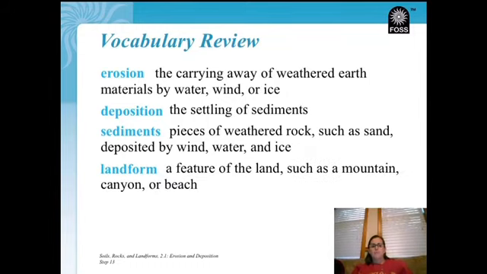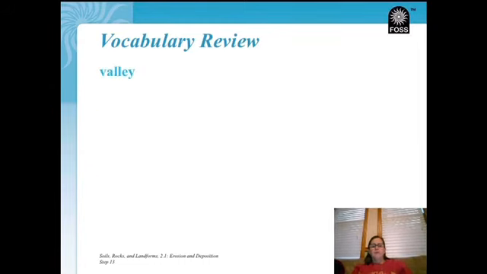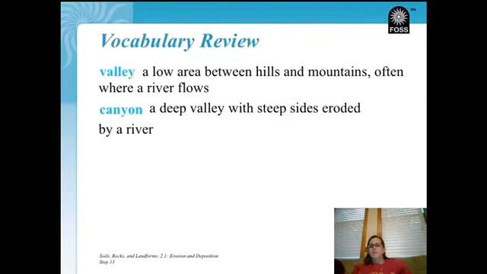Landform, a feature of the land such as a mountain, canyon, or beach. Model, a representation of the features and actions of a natural system or process. Valley, a low area between hills and mountains, often where a river flows. Canyon, a deep valley with steep sides, eroded by a river.